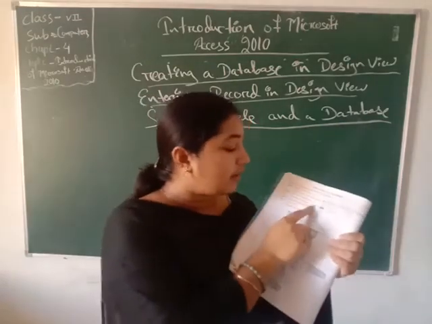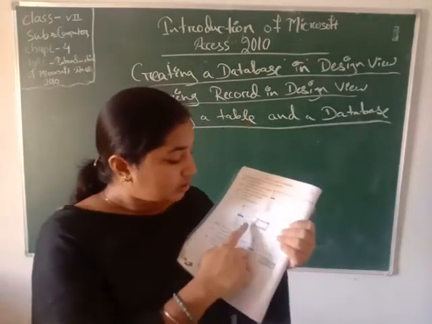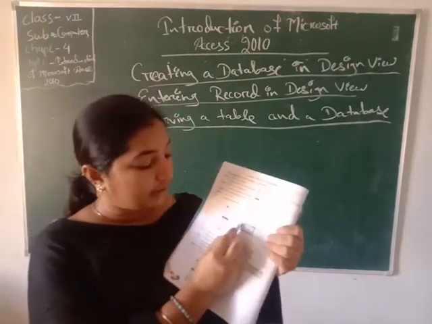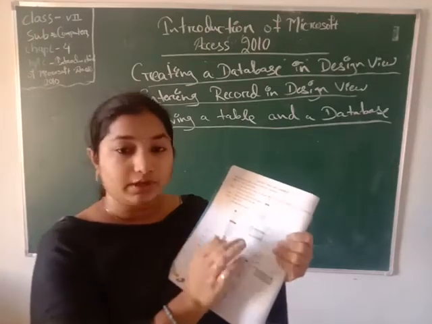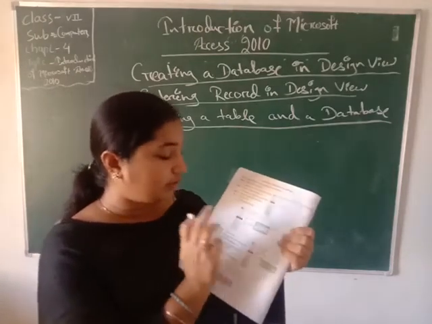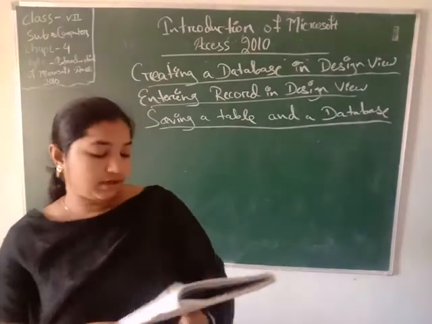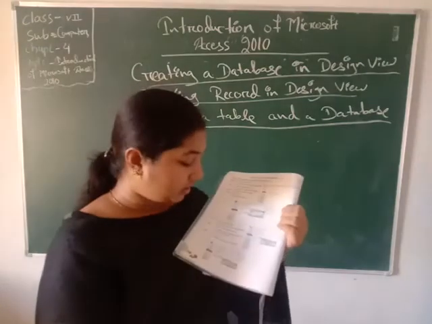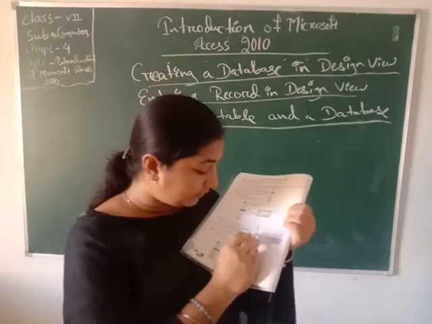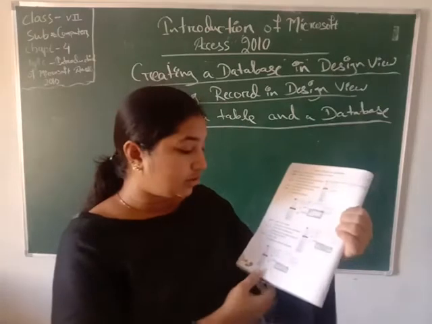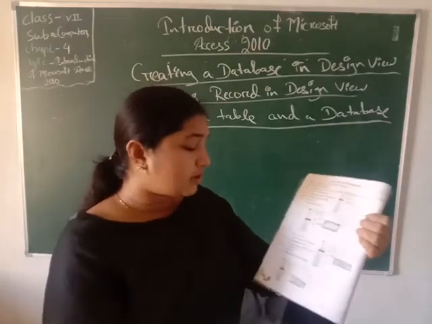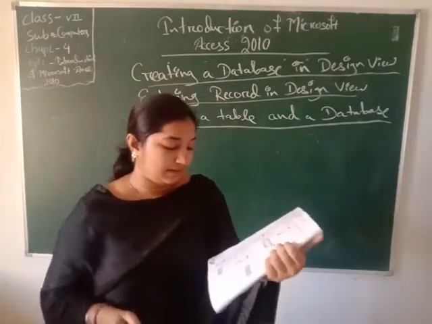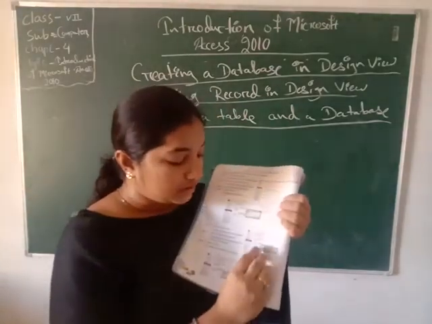So the Save As dialog box will appear. Here we have to give the name of the table and click on OK. The table will save. After that, click on the File tab. A drop down menu will appear. Here we have to click on the File tab and one drop down box will appear. After that, click on Save Database As. Here we have to click on Save Database As.